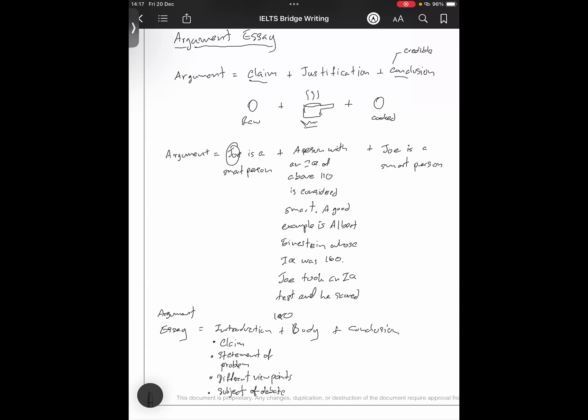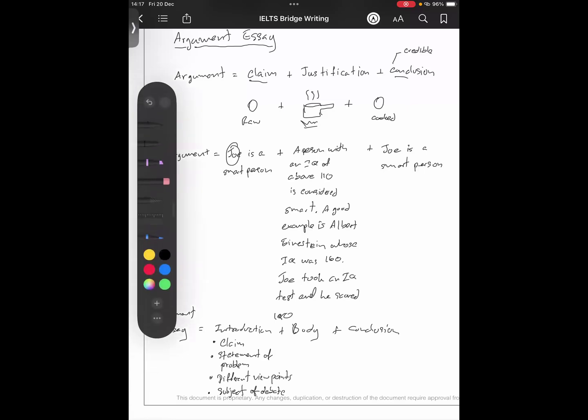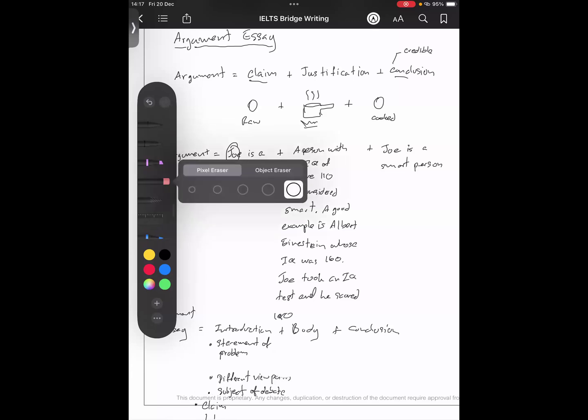In most cases, it will be a lot easier for you to begin with statement of problem. Okay. So statement of problem will take the first position. Statement of problem.